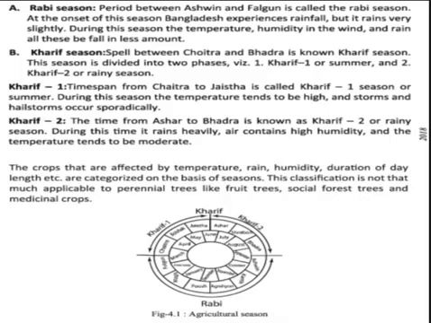This classification is not that much applicable to perennial trees, like fruit trees, social forest trees and medicinal crops. Sporadical means occasional. Perennial means lasting or remaining active throughout the year or all the time. That means trees which are active throughout the year and for a long time are called perennial trees.